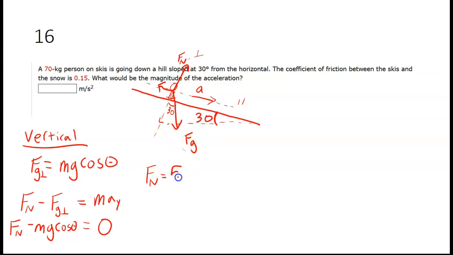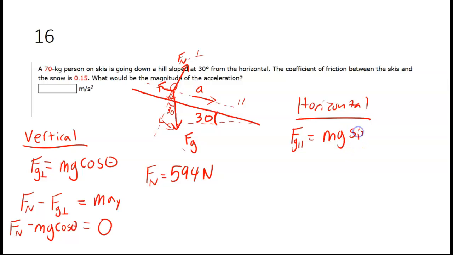And get 594 newtons. We need to know what the normal force is because in the horizontal, this parallel component of gravity is fighting against this force of friction. And so the parallel component of gravity is going to be mg sine theta. As long as we're talking about the angle that the ramp makes with the horizontal, that will always be the case.